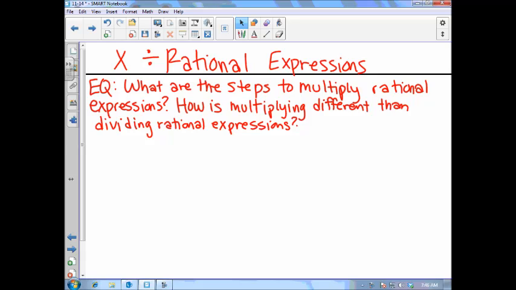The central question is, what are the steps to multiply rational expressions? And how is multiplying different than dividing rational expressions?